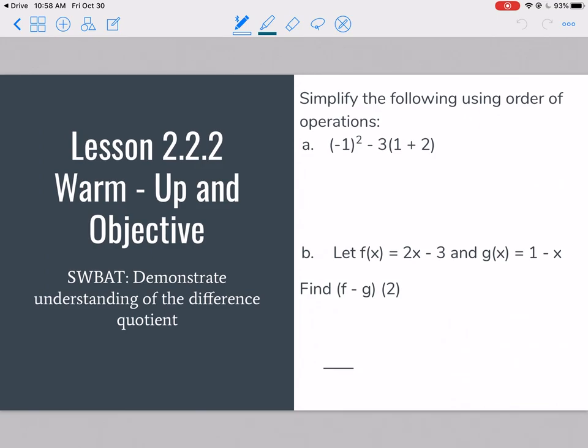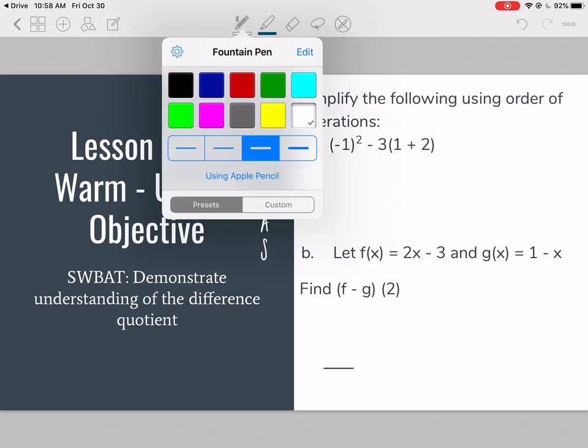As always, I would love for you guys to pause the video, try the warm-up on your own, and then we will review it. So quick review of order of operations from last class. Remember, we used to call it PEMDAS, please excuse my dear Aunt Sally, P standing for parentheses. Now G, we call it GEMDAS, stands for grouping symbols. So parentheses, brackets, any sort of grouping symbol like that, okay?